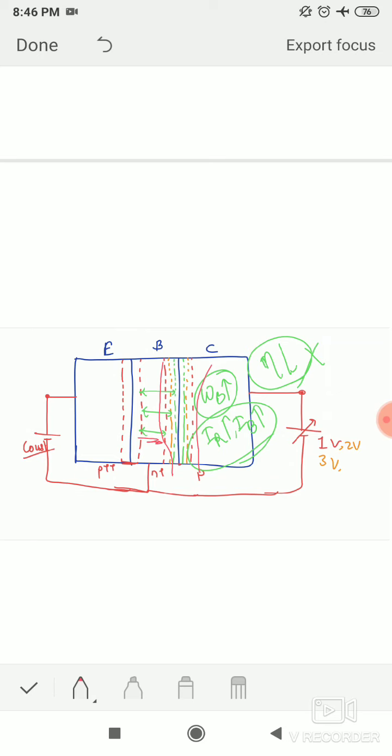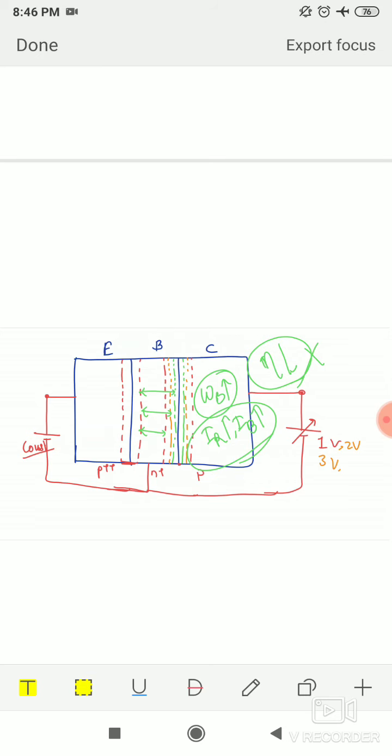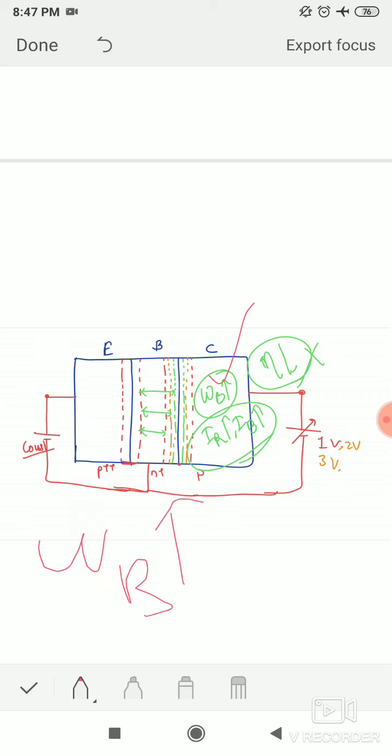Then when 3 volt is given, the depletion region is represented by green color. Green color means the depletion region reduces. So the effective width of the base increases. When your WB increases, IR increases, so IB increases.